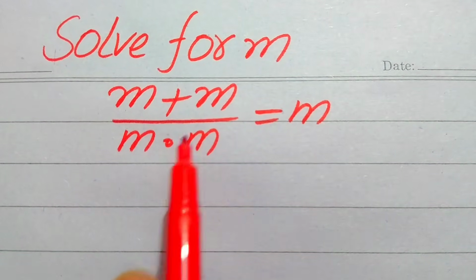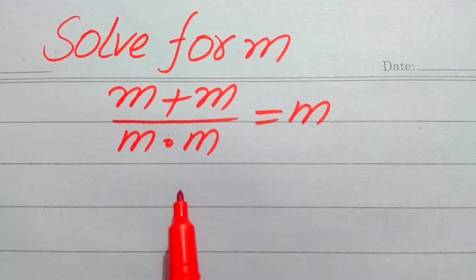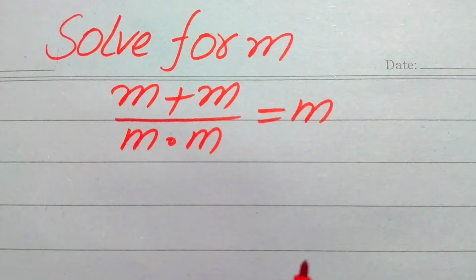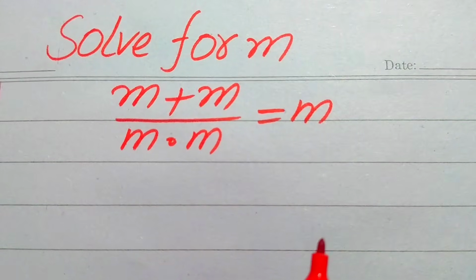So here we have m plus m divided by m multiplied by m is equal to m, and we solve this problem for all the values of m. So here we solve this problem by two methods.